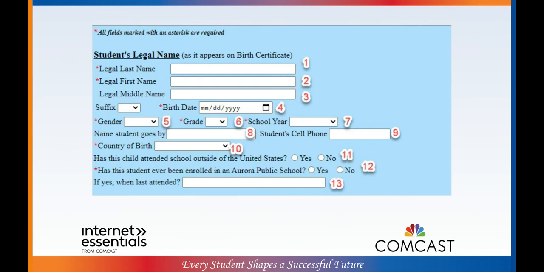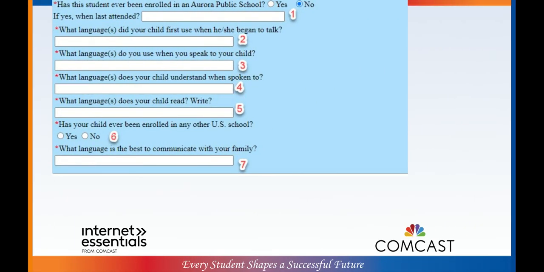And box 12 asks if the student has ever been enrolled in Aurora Public Schools before. Yes or no. In box 13, you can answer the last time the student attended Aurora Public Schools. Only answer this if you said yes to question 12. If you answered no on box 12, you will see several more questions pop up.